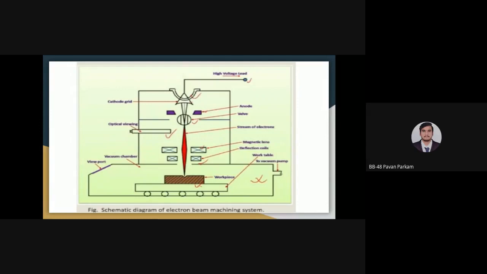Because of this striking, or impingement, or you can call it bombardment, of the high velocity electron beam, it melts and vaporizes the material from your workpiece. And at the backside of your workpiece, a chemical backing material is used.